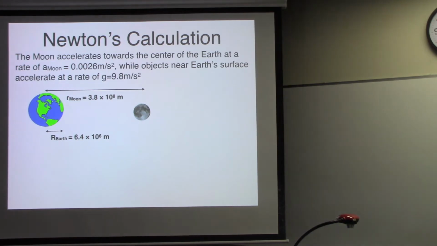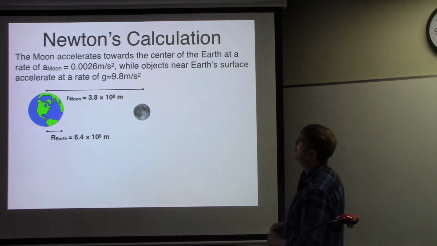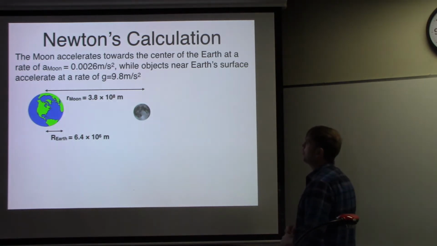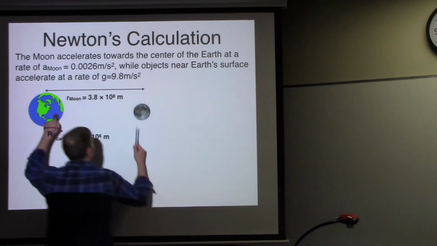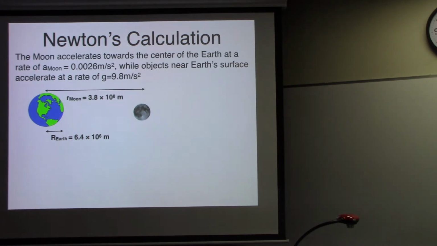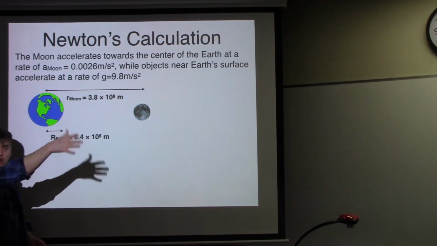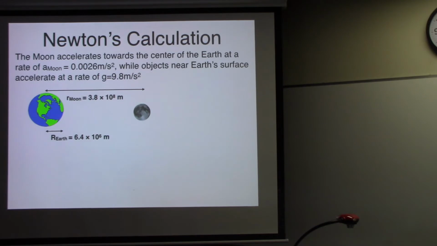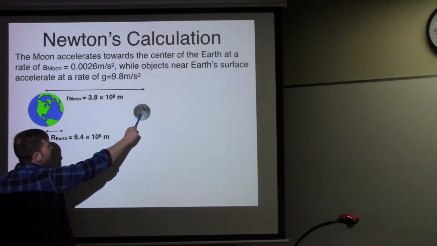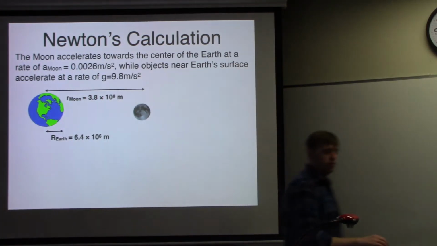So the moon accelerates towards the center of the Earth at a rate of, let's call it a_moon, acceleration of the moon, 0.0026 meters per second squared. Now, that's the acceleration of something that's way, way out here, so not anywhere near the surface of the Earth. However, if I had an object that was right at the surface of the Earth, so just quite literally imagine dropping something that you have in your room, well, it accelerates at 9.8 meters per second squared. Okay? So we know the acceleration of something that's way, way out here. We know the acceleration of something that's right at the surface of the Earth. That's a useful comparison to make, so let's do it.